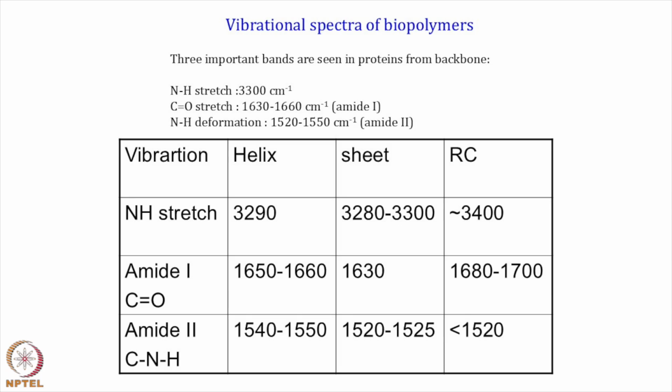So NH stretch, amide 1 which is called CO, and amide 2 CNH bending, right? If you just look at NH stretch, that's 3290 in helix. In sheet it is 3280 to 3300, and in random coil it's 3400. Most of the time we use amide 1, which is CO stretching: 1650 to 1660 is a helix, 1630 is a sheet, and 1680 to 1700 is a random coil. So a shift of 20-30 cm inverse tells me whether my protein is in helix, sheet, or random coil.